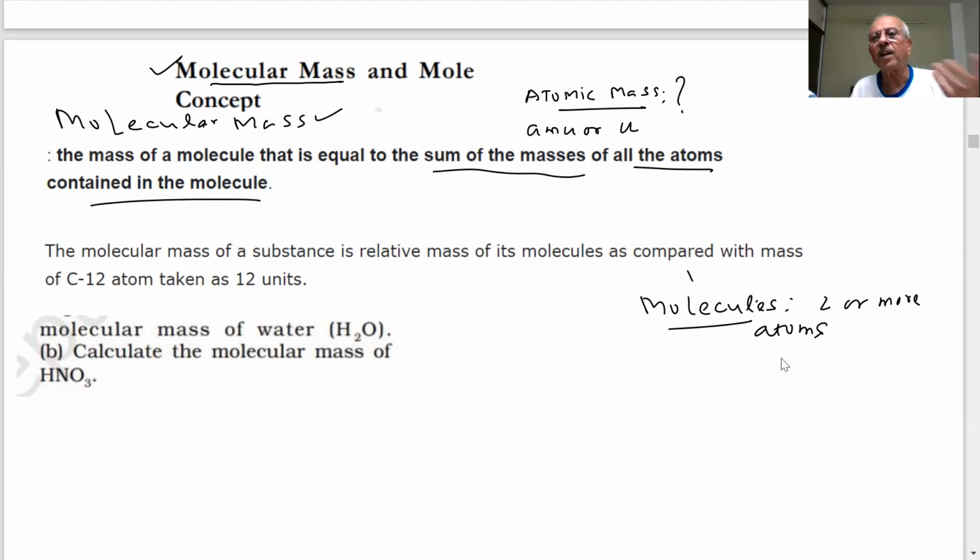We will give you molecules and ask you to find the molecular mass. For example, students, find the molecular mass of H2O. Now what is the question?